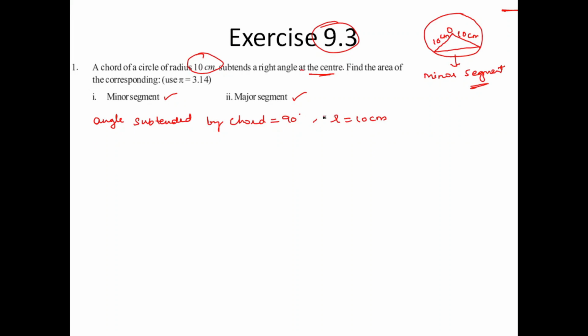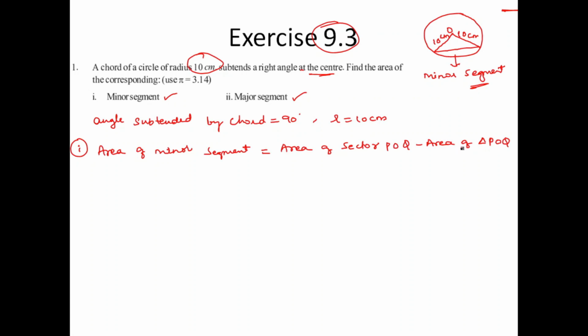We need to find the area of the minor segment. So first, let me find the area of the minor segment. Area of minor segment is equivalent to the area of sector POQ minus the area of triangle POQ. So this is also clear. So let us solve this one now. First of all, we need to find the area of the sector.